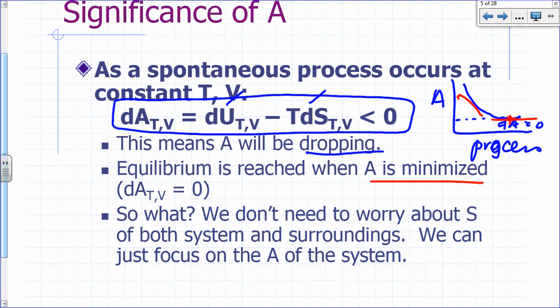Okay? So what's the point of doing this? Well, the nice thing about this is all of these things, dU and TdS and A, they're all state functions. They're just properties of the system. Okay? You don't have to worry about what's going on in the surroundings. As long as you know that the process is at constant temperature and volume, you don't have to worry about the entropy of the surroundings. dA will take care of everything implicitly. Okay, so we can just focus on the Helmholtz free energy of your system.